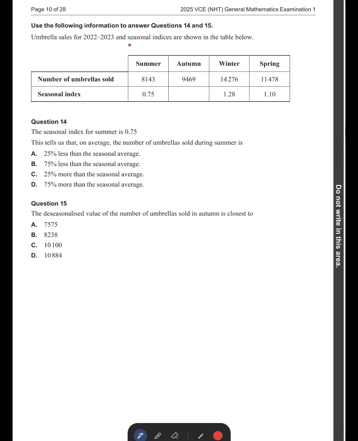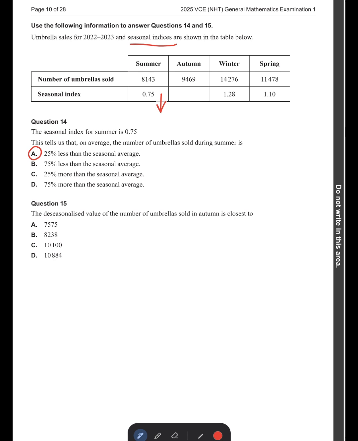Okay, use the following information to answer questions 14 and 15. So seasonal indices. Now, we're missing a seasonal index, so we'll get to that in a minute, but the seasonal index for summer is 0.75. So this tells us that on average, the number of umbrellas sold in summer is, now 0.75 means we're less, so we're 25% less than the seasonal average.